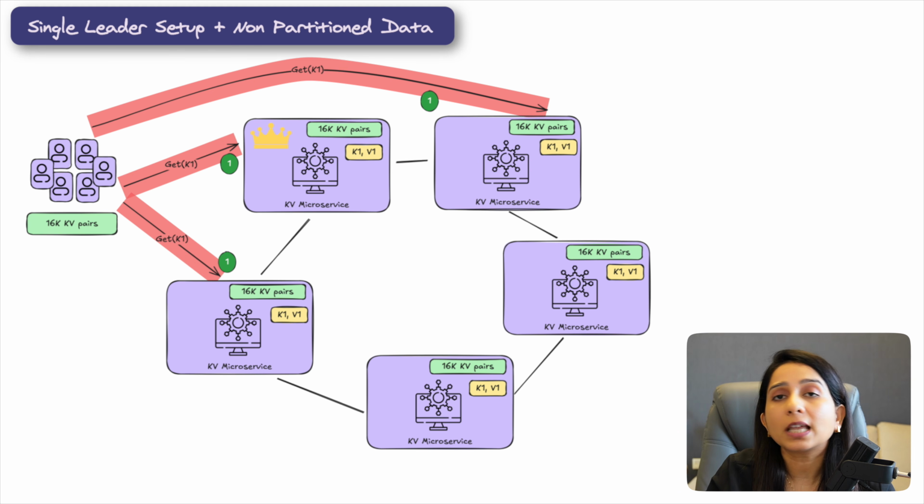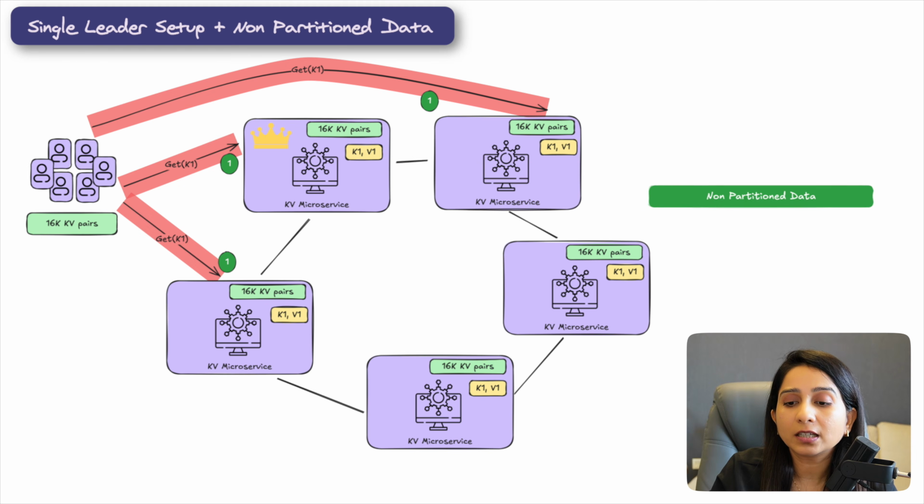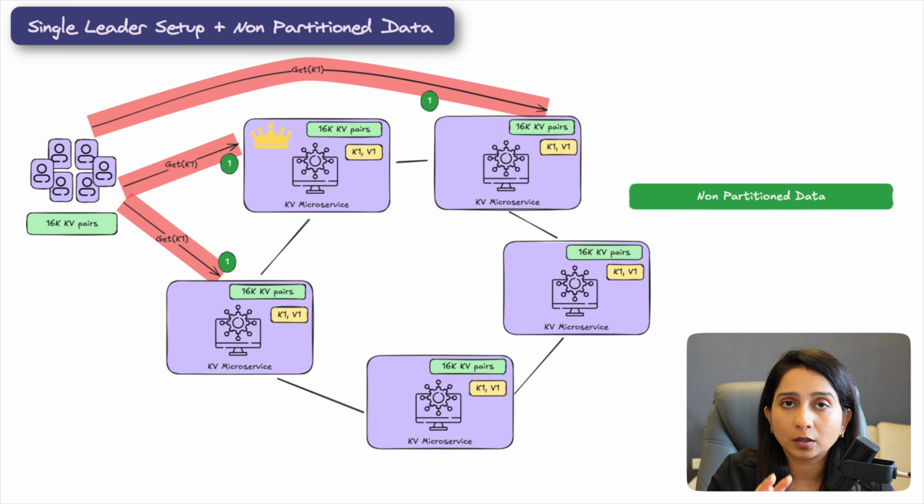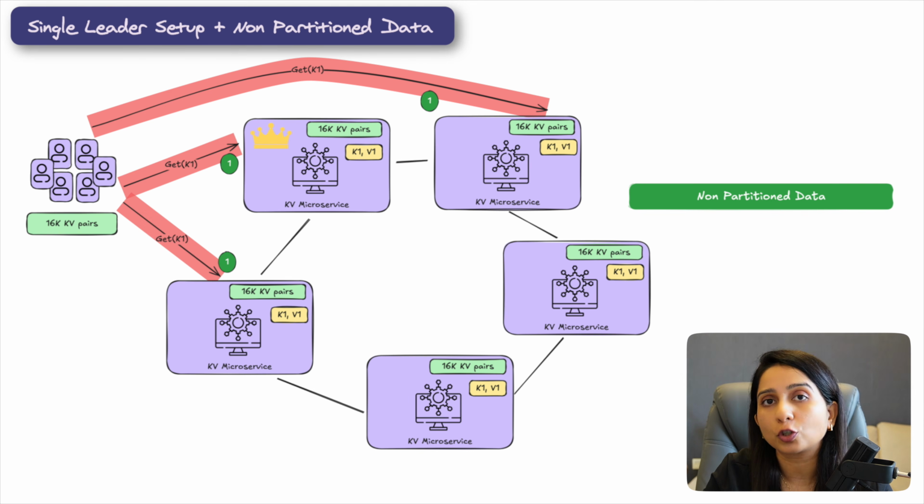Out of the 5 machines, any machine can serve the request of reading the keys, because the leader has already ensured that all the copies have been sent to all the replicas and it is up to date all the time. This happens when there is a single leader and the data is non-partitioned. The copy of the data is the same across all different nodes.